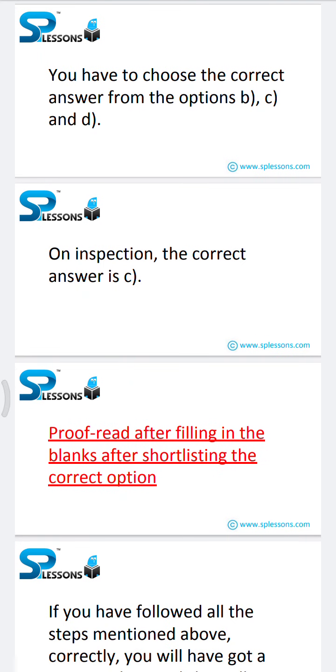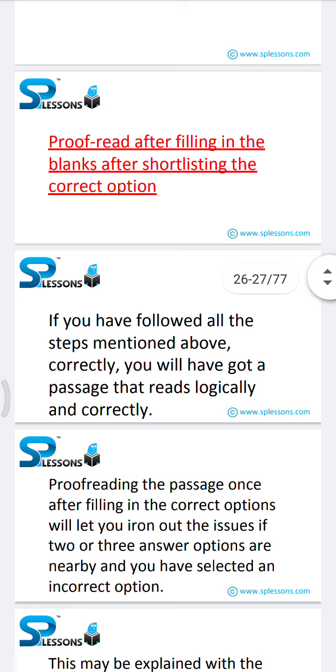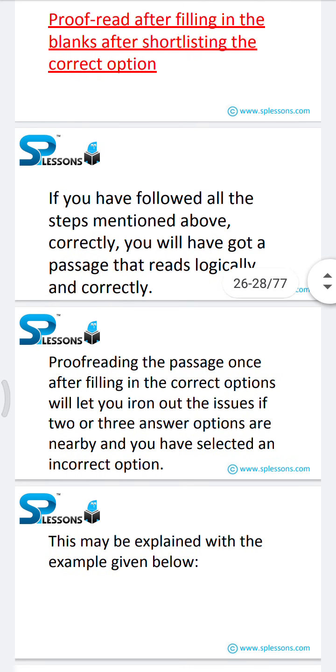The fifth tip is proofread after filling in the blanks after shortlisting the correct option. If you have followed all the steps mentioned above correctly, you will have got a passage that reads logically and correctly. Proofreading the passage once after filling in the correct options will let you iron out the issues if 2 or 3 answer options are nearby and you have selected an incorrect option. This may be explained with the example given below.